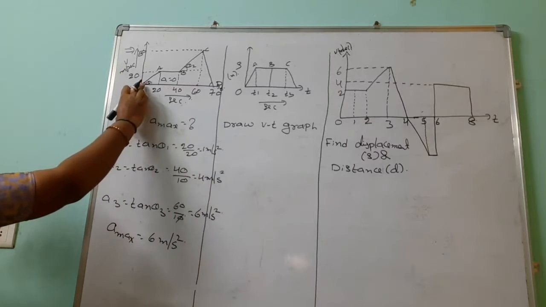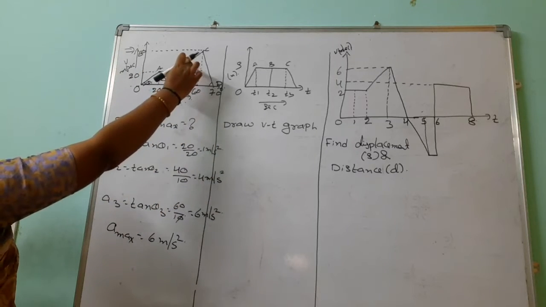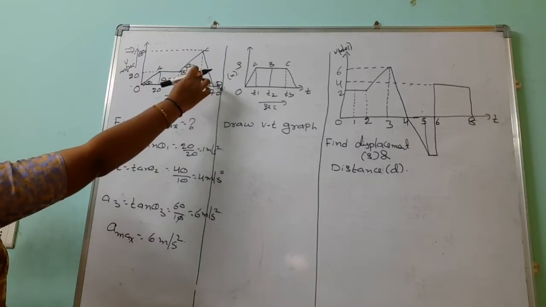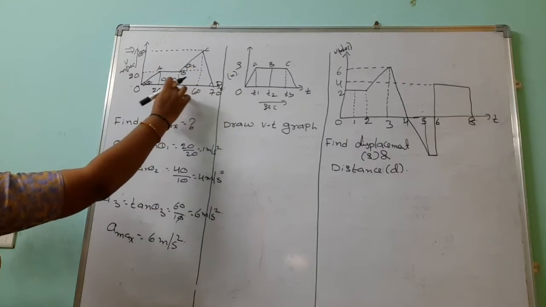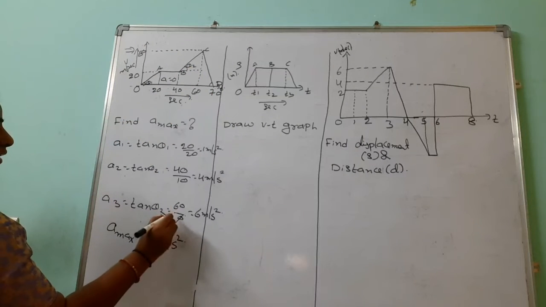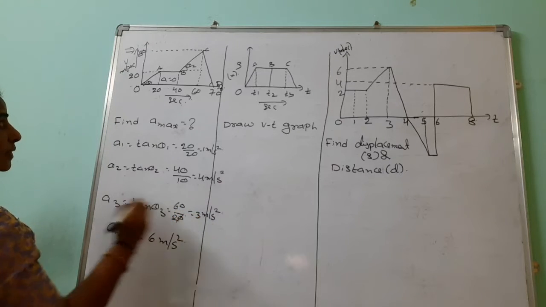So only with the help of the slope of this one, theta 1 is how much? 1 meter per second square. Slope of this from B to C, how much is it? Theta 2. So opposite is 40, then adjacent is 60 minus 40, we are taking here 20. Then here acceleration is 3 meter per second square.